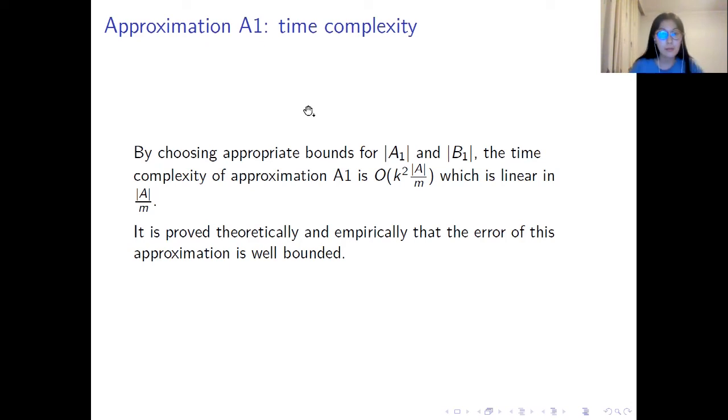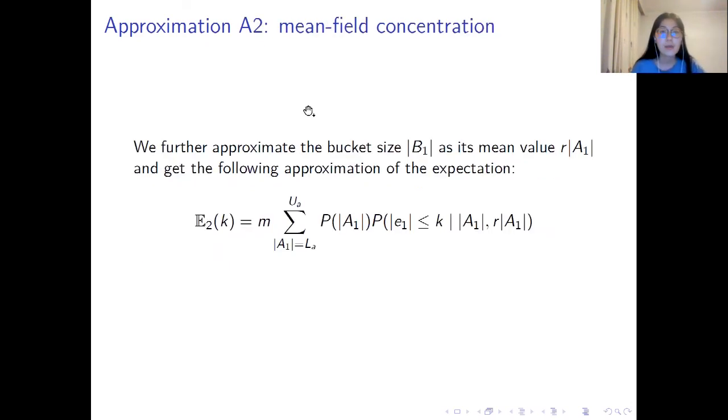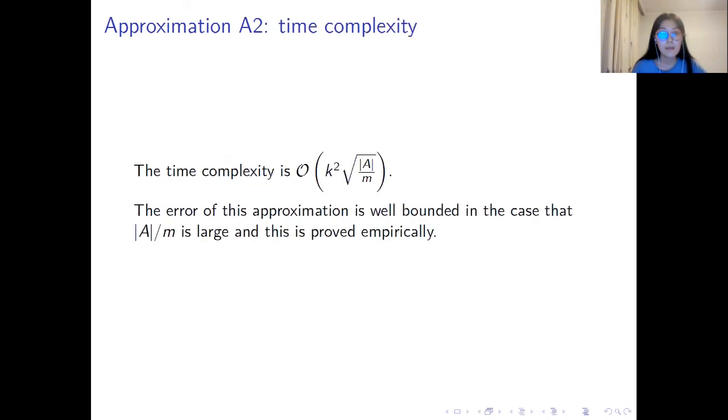So we have the second approximation, A2, which is the mean field concentration. In this approximation, we further approximate the bucket size B1 as its mean value, R times A1. So we just get rid of the second summation and leave one summation here. In this case, the time complexity is linear in the square root of A over M, which is much better than the first approximation.